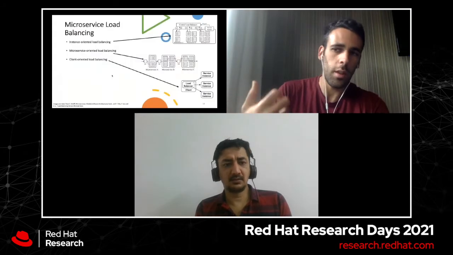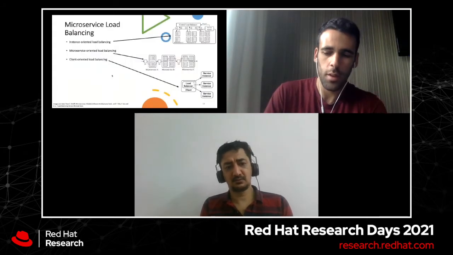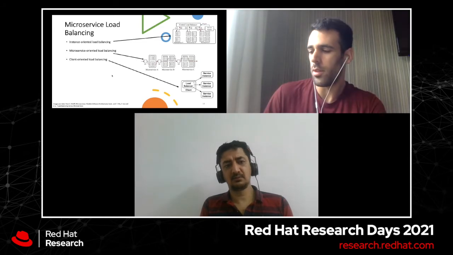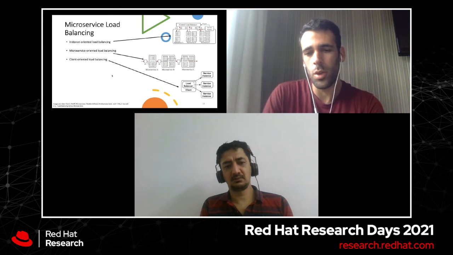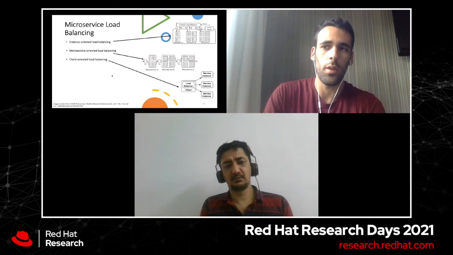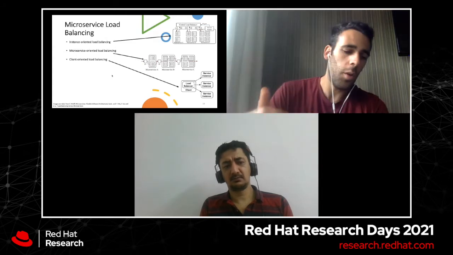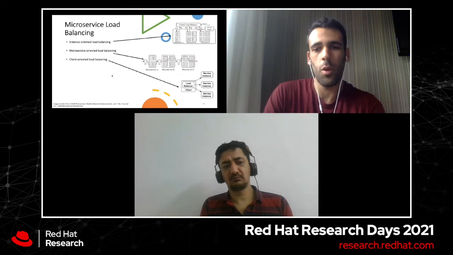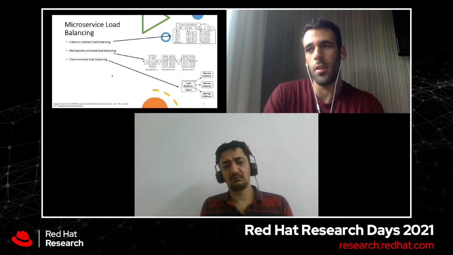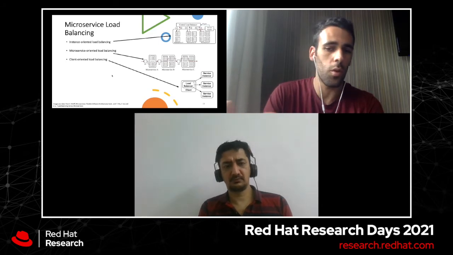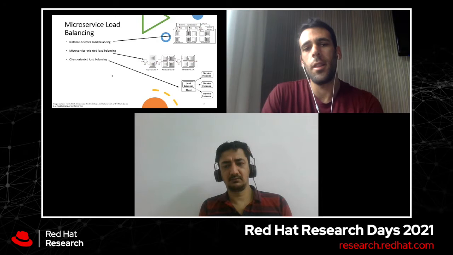And to continue, now that we understood the problem, that there is some kind of problem with how we distribute the requests, I want to take a step backward and understand the different options that we have for solving this problem. What are the solutions that are currently being used in the industry or in the academic world? And the three main load balancing techniques for microservices are as follows.